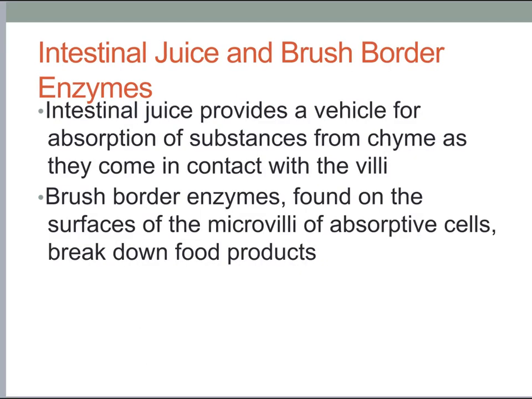Intestinal juices and brush border enzymes. What exactly do these do? So intestinal juices provide a vehicle for absorption of substances from that chyme mixture as they come into contact with the villi. Those brush border enzymes, they're going to be found on the surface of the microvilli of the absorptive cells. And their job, again, is going to be to break down food products. So again, continuing some chemical digestion as well as absorption.